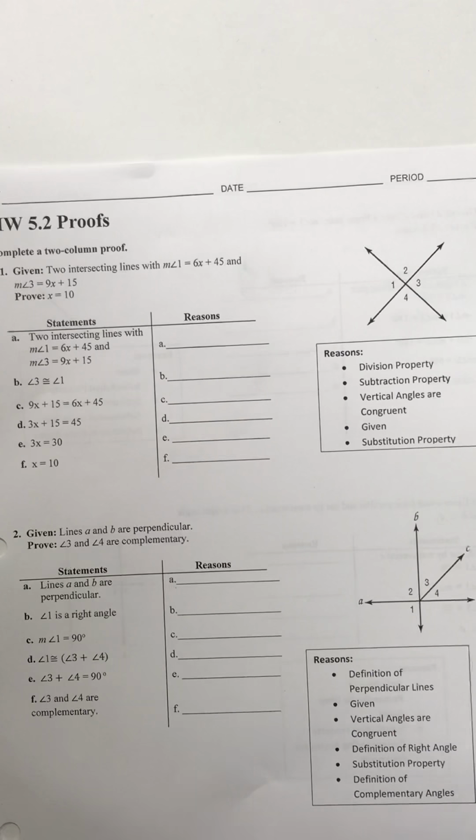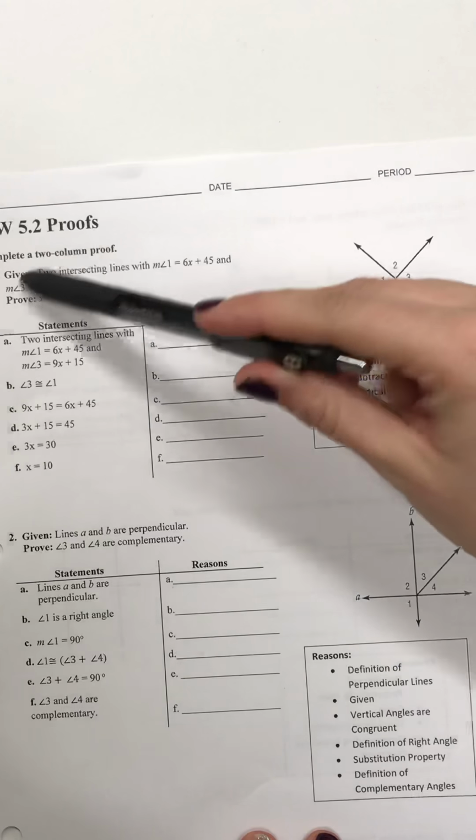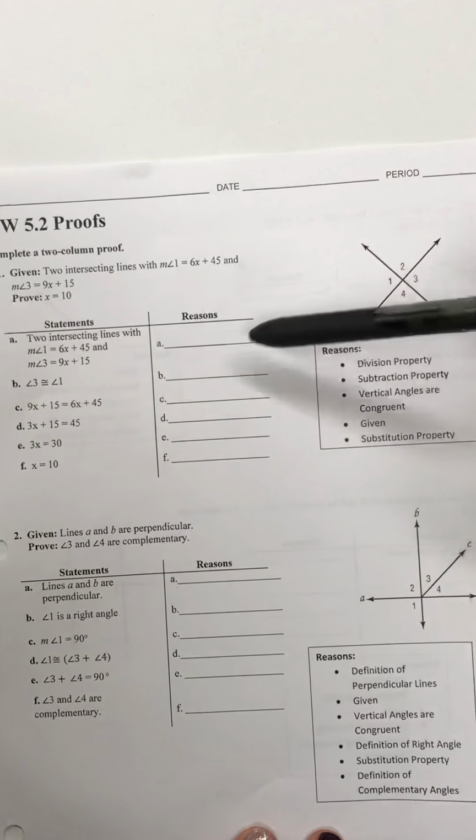In section 5.2, we talked about how to use specific reasons to prove statements true. Now, those statements can be geometric, using different angle properties, or they can be algebraic, solving an equation and then explaining what you did. And so notice how the problem on the left kind of looks like a T-table.